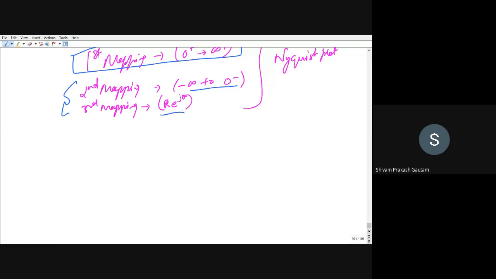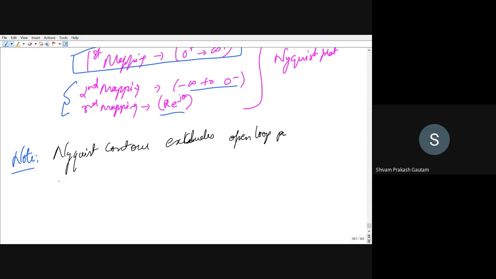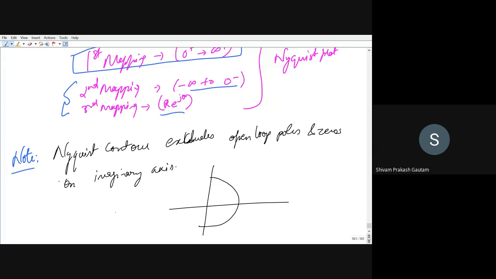There is one important note point here. What is the note point? Nyquist contour excludes open loop poles and zeros on the imaginary axis. That means if I am drawing this as a Nyquist contour, this is r e to the power j theta, that is the radius is r e to the power j theta.